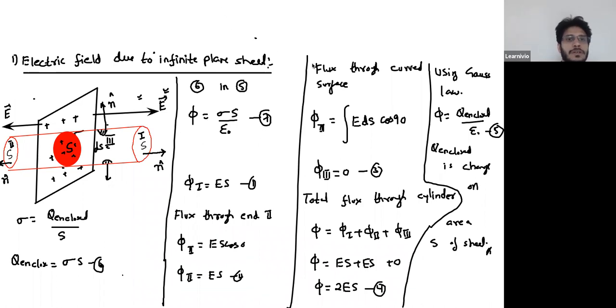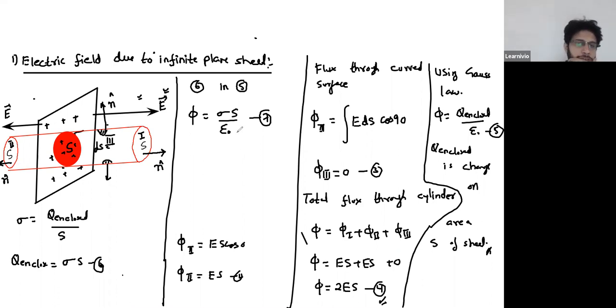Now see, from equation number 4 and equation number 7, we are getting the same flux. Just the approaches are different. In equation number 4, we calculated flux through the cylinder. Even in equation number 7, we calculated flux through the cylinder. Only the approach is different. Here we have used the concept of electric field, and here we are using the Gauss Law.